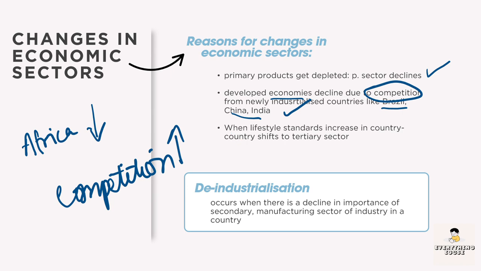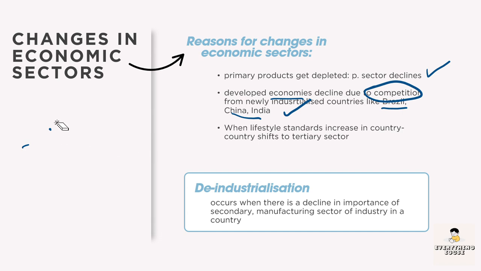And the third thing is when lifestyle standards increase in a country, the country shifts to the tertiary sector. So for example, if it's a developed country, okay, suppose it's country X, and basically the lifestyle of people has increased, or the living standards have increased, so there's going to be a lot of need for luxury products, okay?